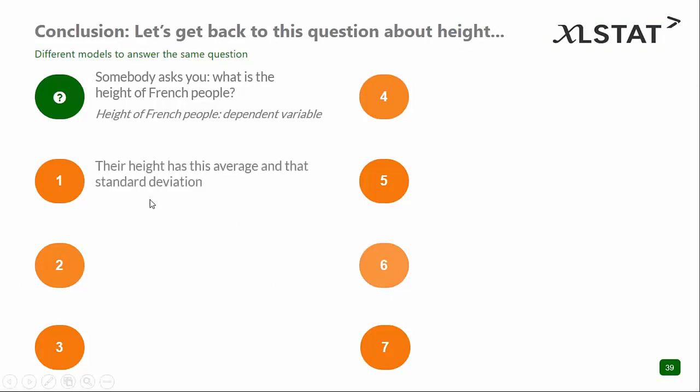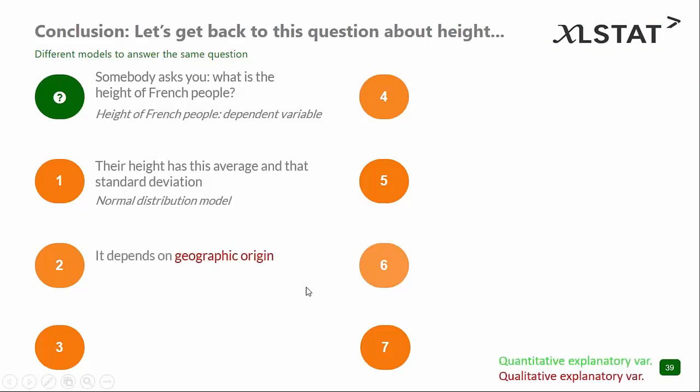You can first try to model this height using an average and a standard deviation. So this is called the normal distribution model. You can say that height depends on geographic origin. So in this case, you can use one-way ANOVA because geographic origin is a qualitative explanatory variable. You can say that height depends on age linearly. You can use simple linear regression as you have one quantitative explanatory variable.